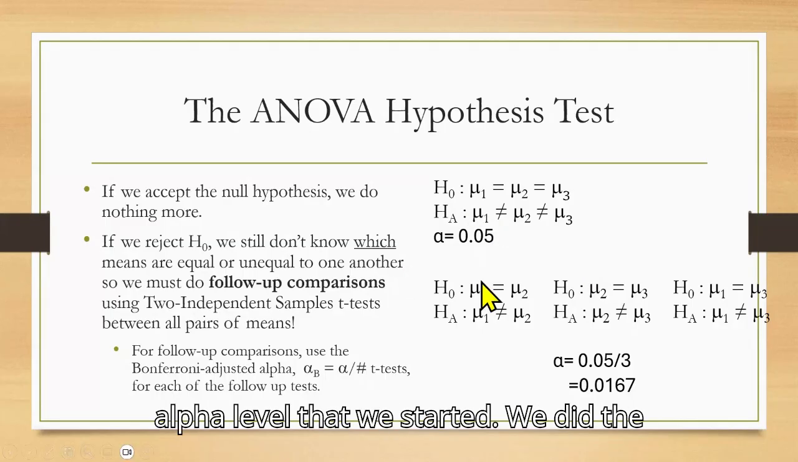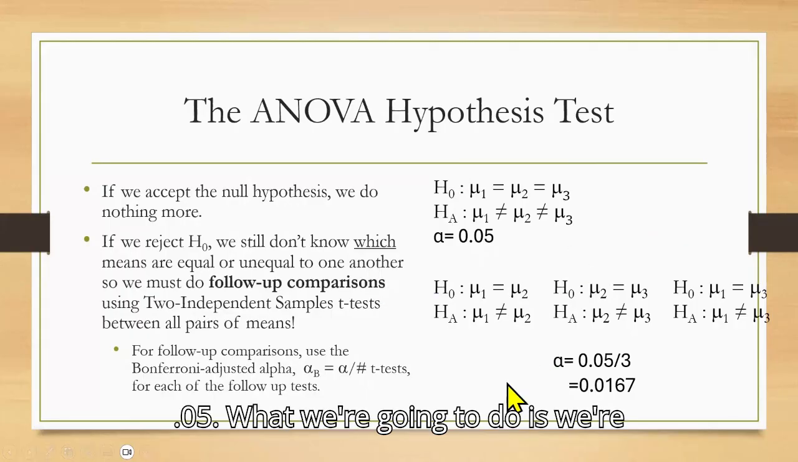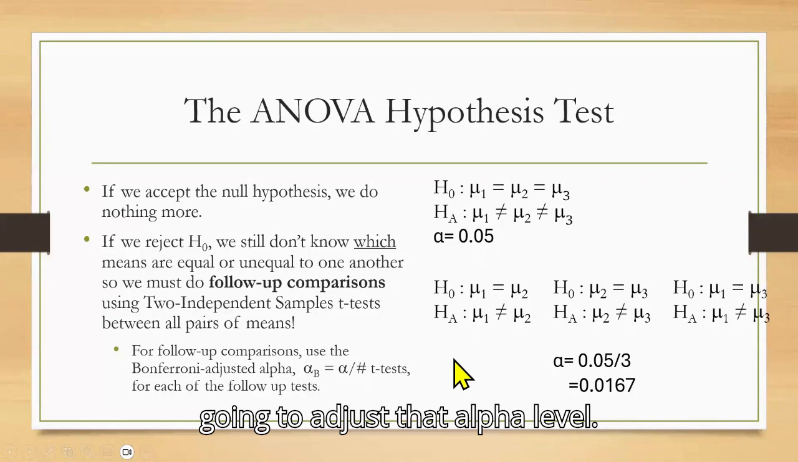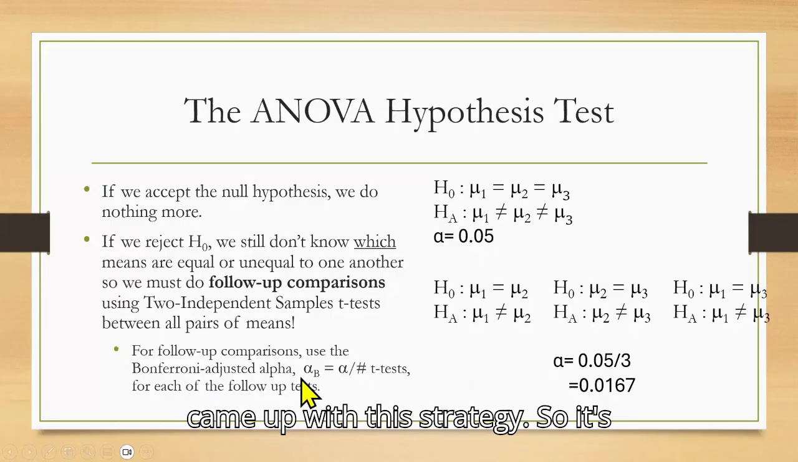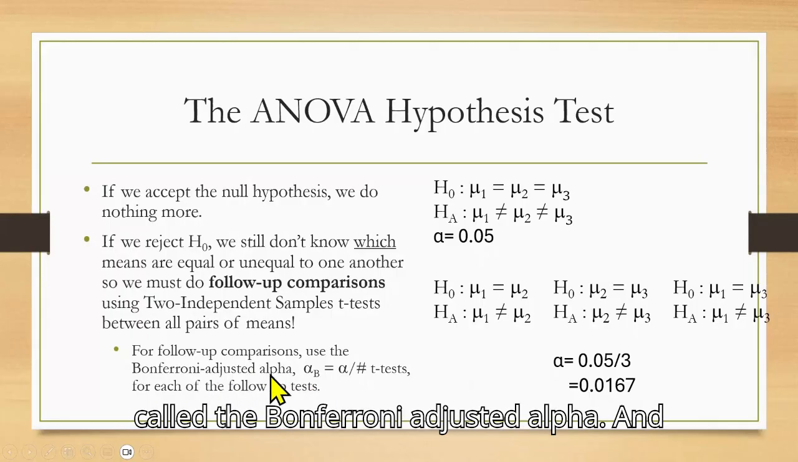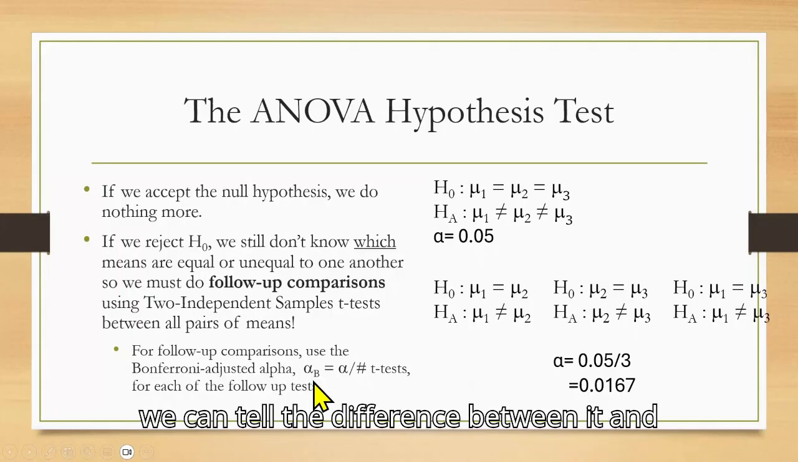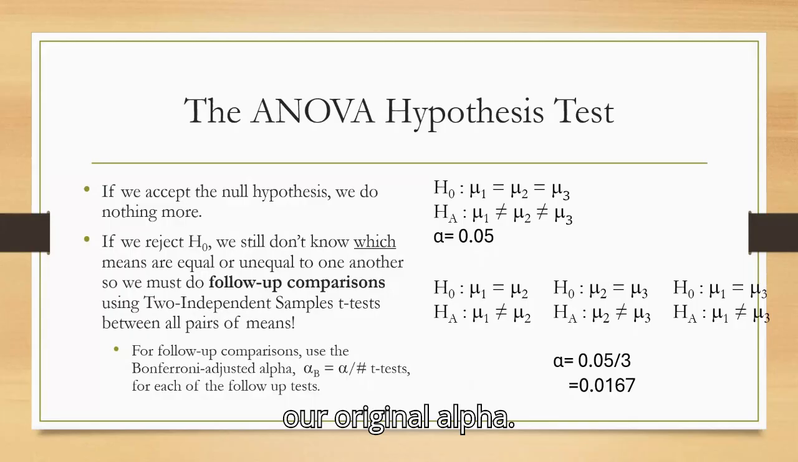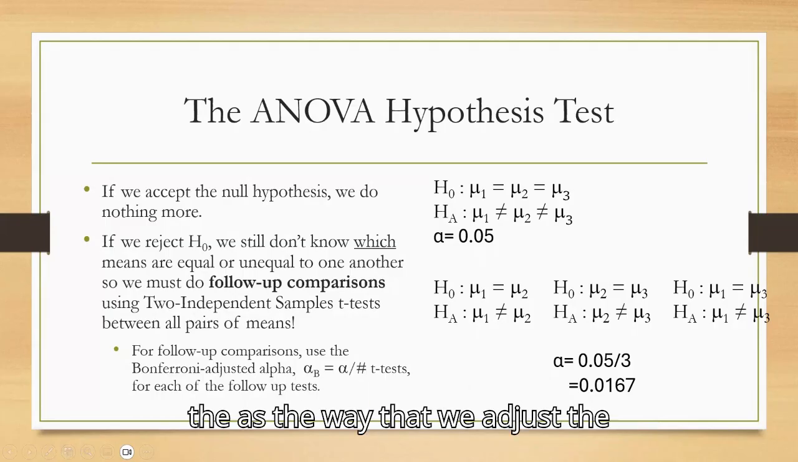All right, so we've got this alpha level that we started with. We did the overall ANOVA hypothesis test with alpha of 0.05. What we're going to do is adjust that alpha level. A statistician called Bonferroni came up with this strategy, so it's called the Bonferroni adjusted alpha. I'm going to write it alpha sub b so that we can tell the difference between it and our original alpha. And we're going to use the total number of tests that we're doing as the way that we adjust the alpha level.